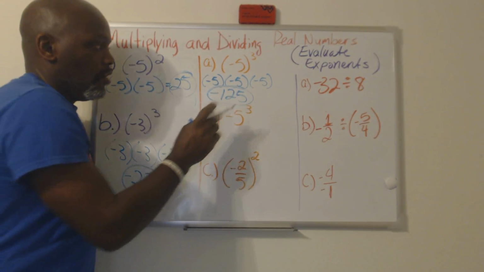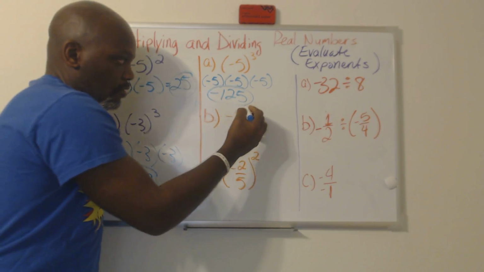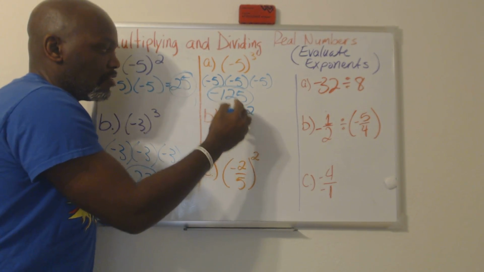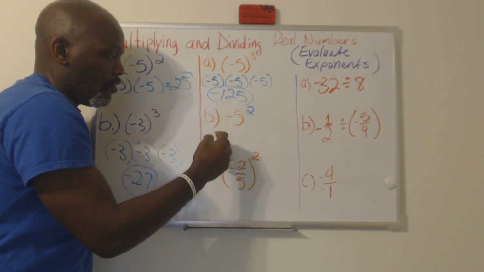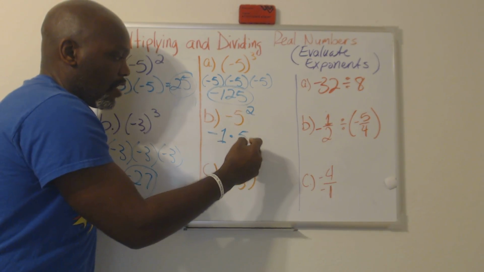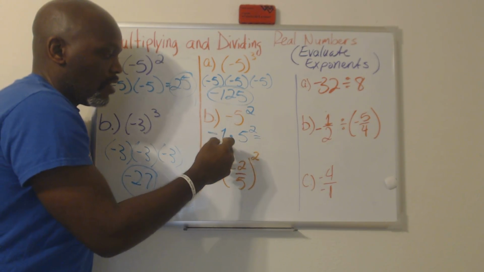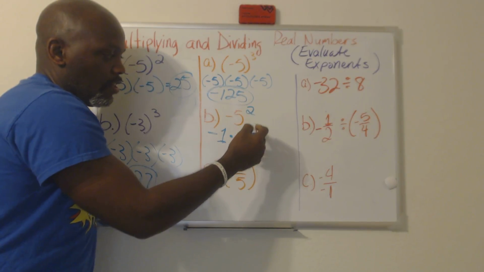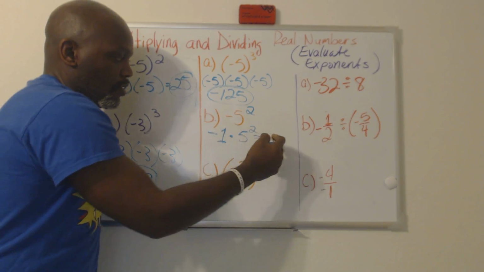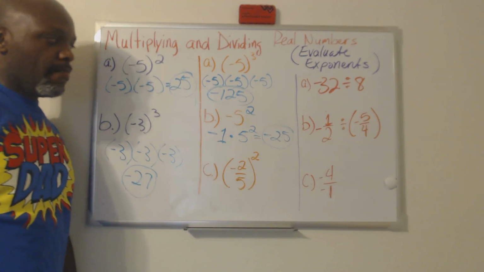Now, I want you to see this process. I took the parentheses away because I wanted to emphasize this. The parentheses is not there, so we're solving it as negative 1 times 5 to the second power. Order of operations, this is 25. 25 times negative 1 gives us negative 25.